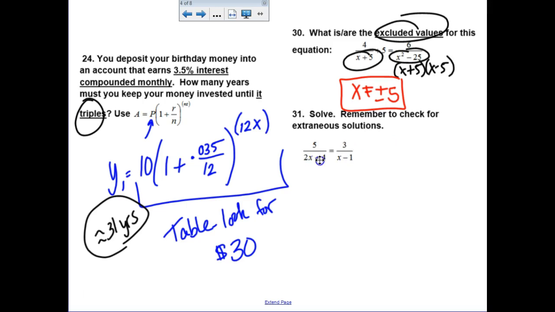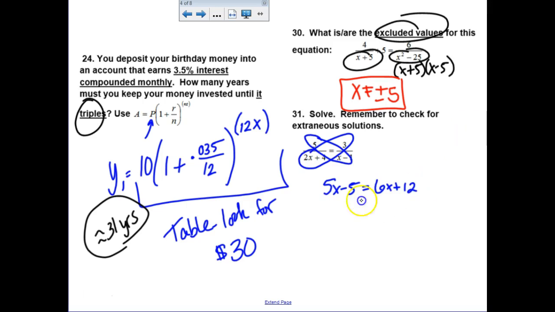This time, I want you to solve this rational equation. Most kids look at this question and they just cross multiply, which is probably what y'all should do. So let's go ahead and do that. We have 5x minus 5 on this diagonal equals 6x plus 12.